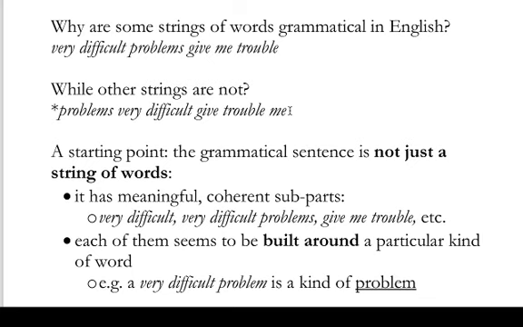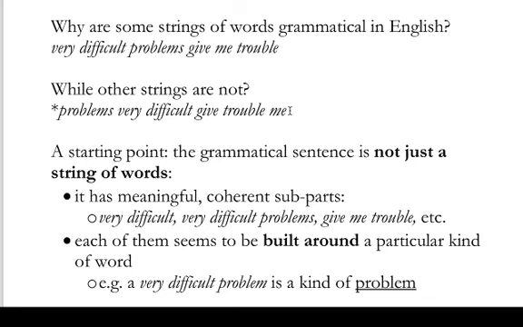So "very difficult." It's easy. You can assign a meaning to that phrase, "very difficult." It's a coherent subpart. "Very difficult problems." Again, that has a coherent meaning. It's something that you can assign a meaning to and a structure to. "Give me trouble," right? That's a predicate. It means a particular kind of thing. It's a coherent grouping of words, right?